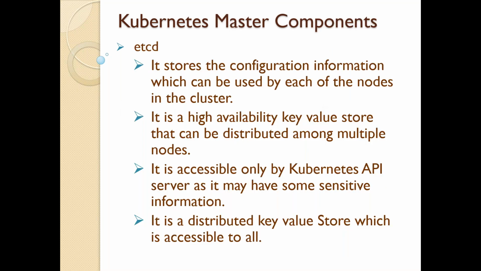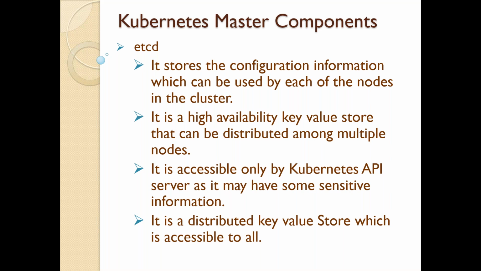Some of the master components: the first component is called etcd. Okay, etcd. etcd is nothing but a database. It's a distributed key value database which stores all the information about your Kubernetes cluster. Anything that you query, the data is basically returned from this database only. It stores the configuration information which can be used by each node of the cluster.